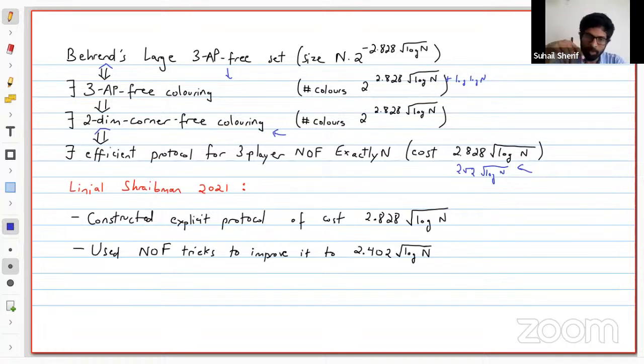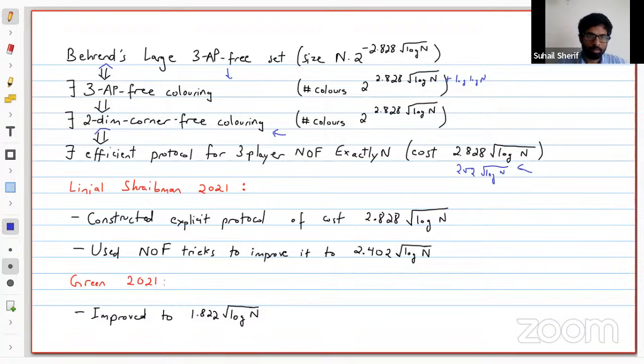And after this paper, within a few months, there was another improvement which followed the same lines, but written combinatorially, which improved it further to 1.822 times square root log n, which is currently the best known protocol cost for NOF exactly n.